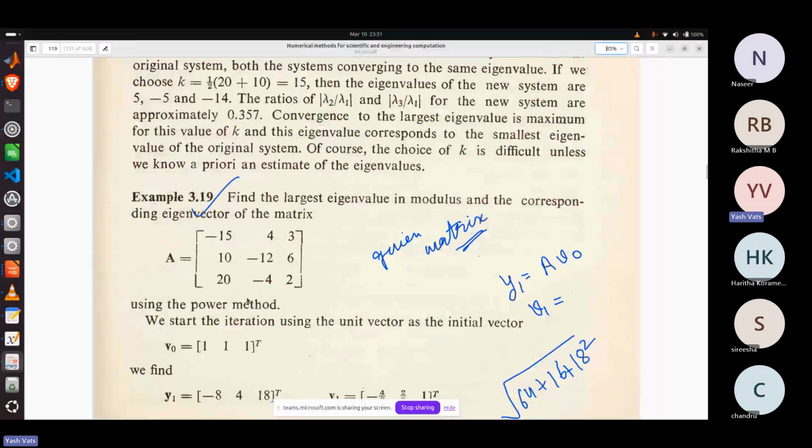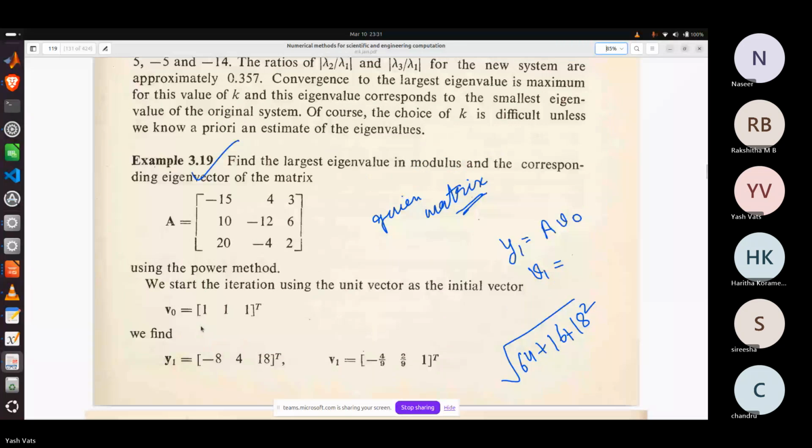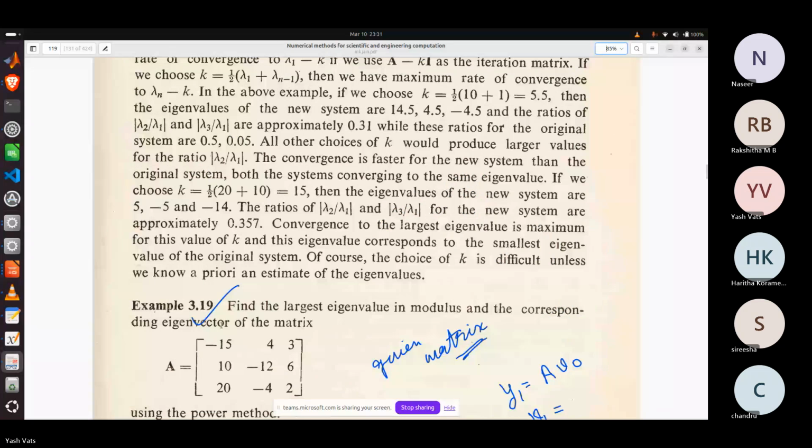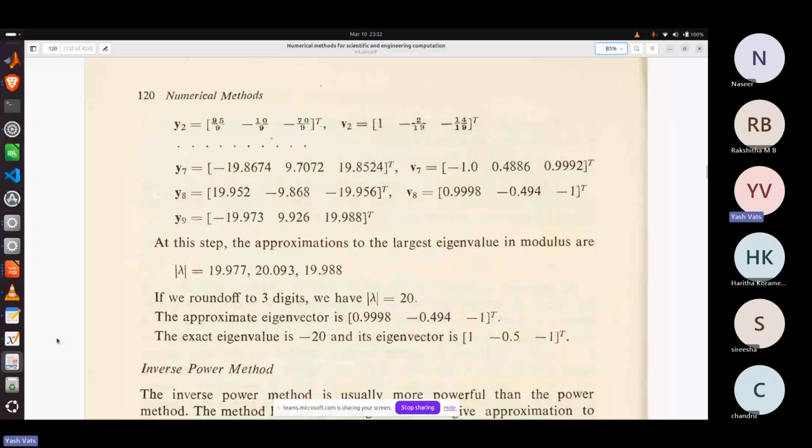So we start the iteration using unit vector v naught. So you calculated y1, which is A times v naught. Are you getting the same thing? I think so. Okay, let's go with the same procedure for this matrix. This is a simple matrix, so we just follow this procedure.